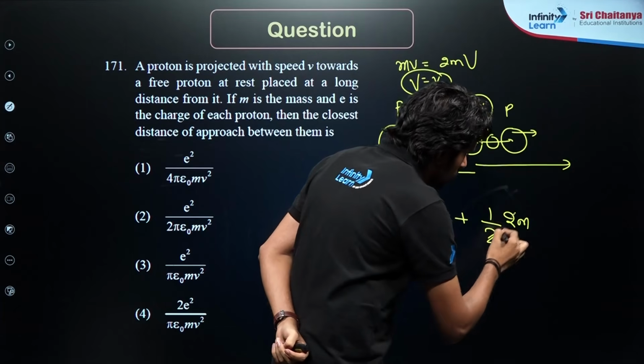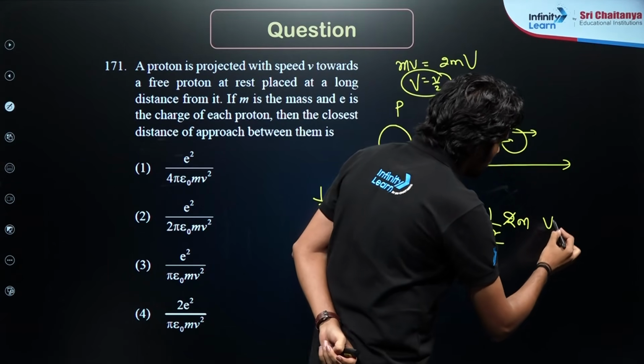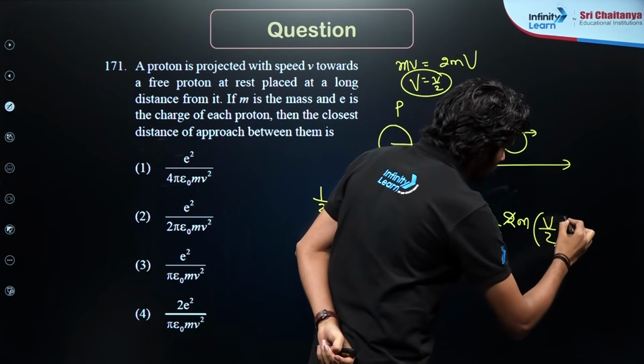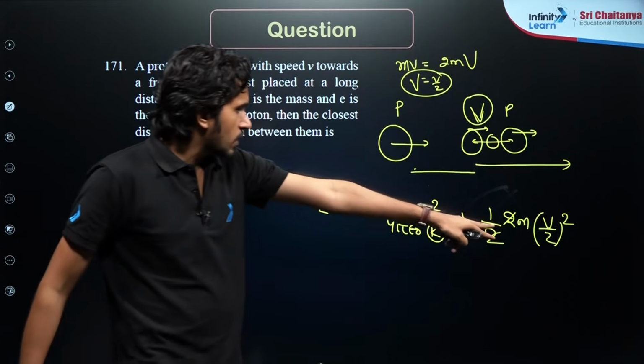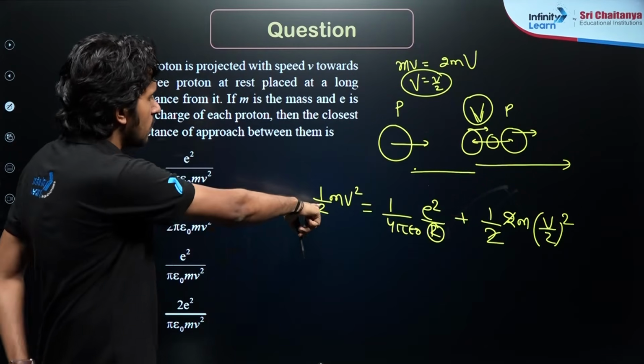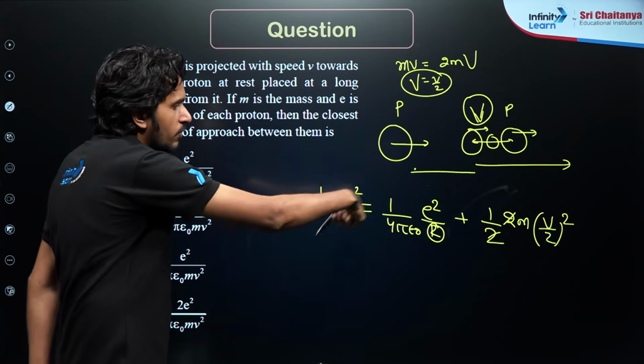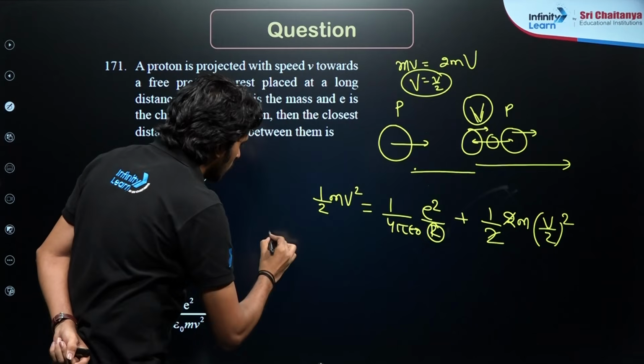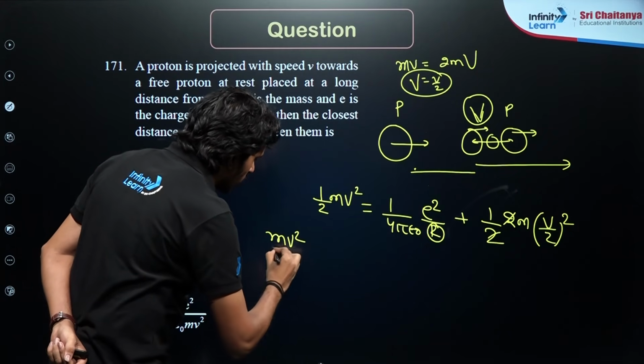So 2 mass, 2m, moving with velocity v by 2 square. So that comes mv square by 4. This is half mv square. Half mv square minus mv square by 4. That means mv square by 4.